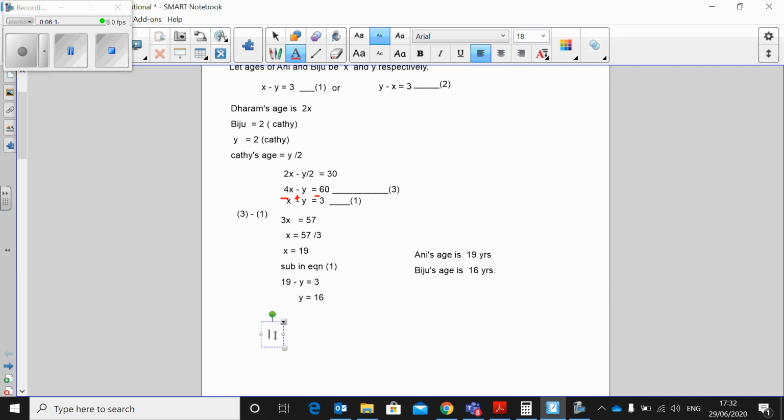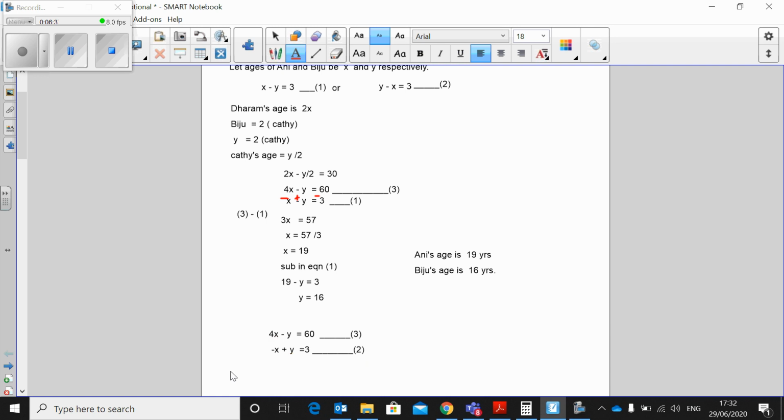What is the third equation? It is 4x minus y, which is equal to 16. That is the third equation. Let us take the third equation. And what is the second equation? y minus x equal to 3. That means minus x plus y, which is equal to 3. Let us rearrange the equation, nothing else.